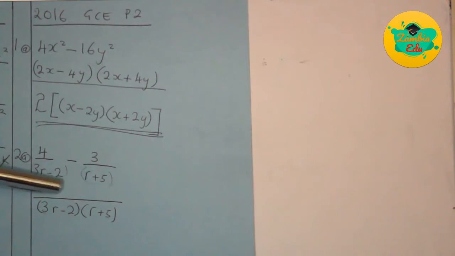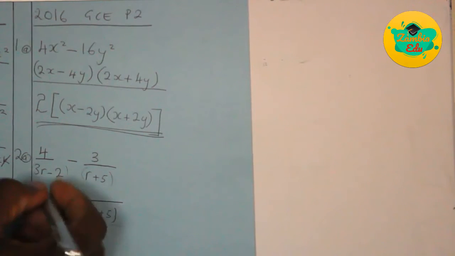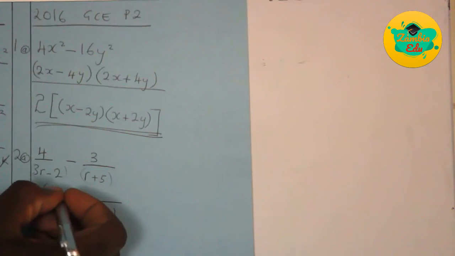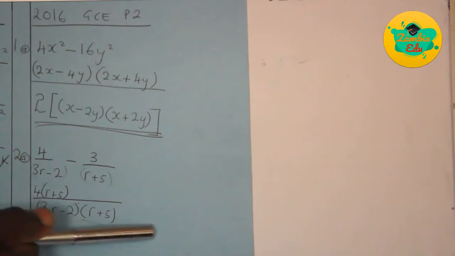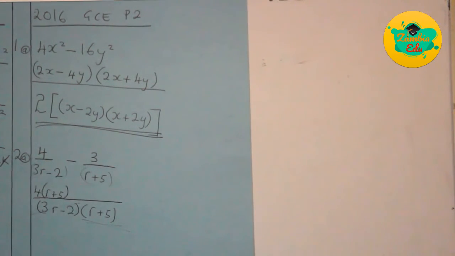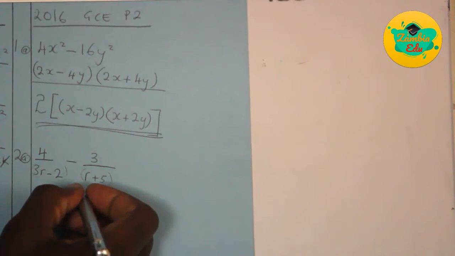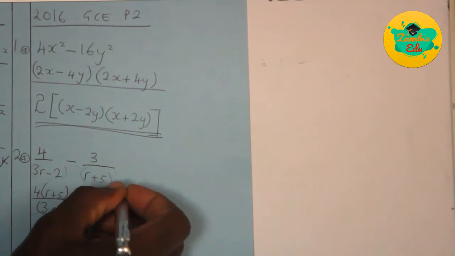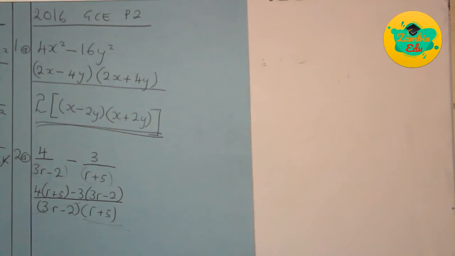So 3r minus 2 into that common denominator, it cancels out that one, so you just pick that one. So it becomes 4 open bracket, and we pick that one, r plus 5. Then r plus 5 into that common denominator, that and that cancel each other, so you just pick this other one which is left there. It will be negative 3 times r minus 2. Having done that, you are going to multiply everything that is on top there.